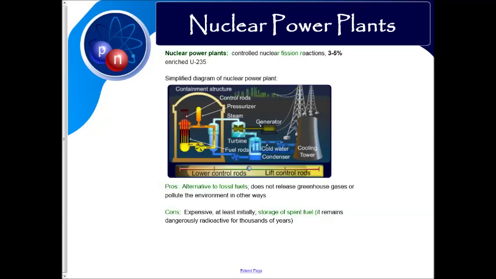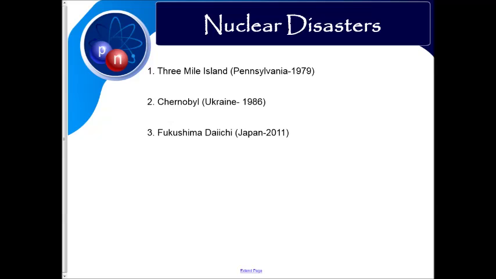Now, the pros for nuclear power plants are that it's a great alternative to fossil fuels. It does not release greenhouse gases or pollute the environment in other ways. Now, the cons: it's very expensive, and you have to figure out something to do with that radioactive fuel when it's used up. Now, there are three notable disasters when we lost our ability to cool down the reactors.